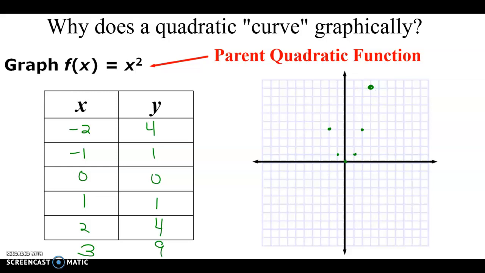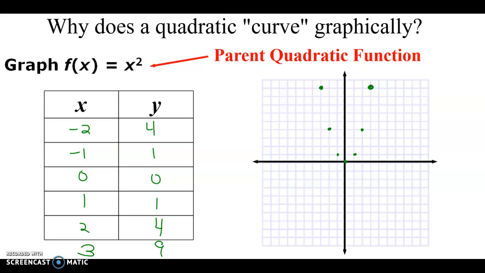It would also be positive 9, right? Up 9. What about 4? It'd be 16. 5 would be 25. Yeah, these are perfect squares, right? We're squaring them. Okay. So you can kind of see this is not a straight line.